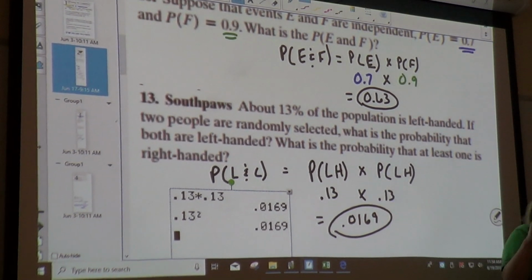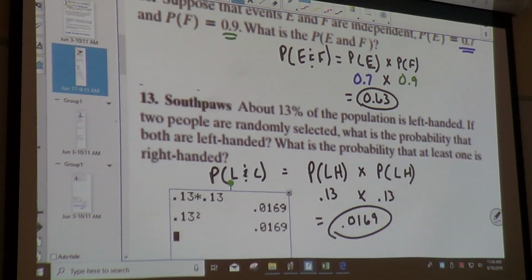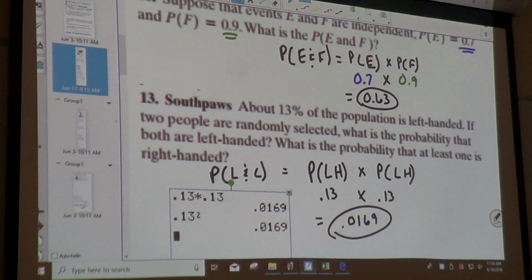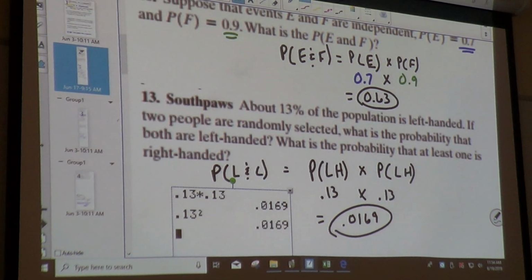Is that probability unusual? Why is it unusual? It's less than 5% or 0.05. Very good.